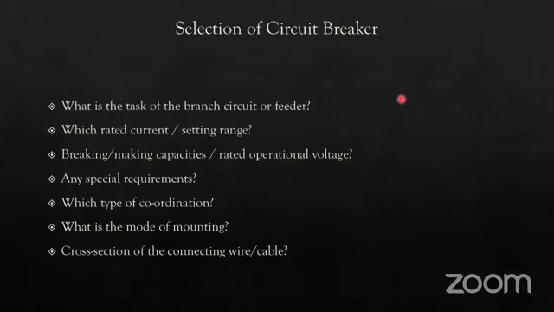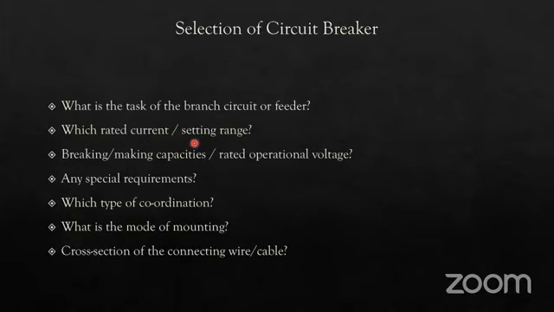Now in a PCC we have circuit breakers. So how do you select circuit breakers? These are the points that we keep in mind for circuit breaker selection. What is the task of the branch circuit or feeder? Like in the PCC we just showed, if we have an application like a commercial building, then the task of the branch circuit will be controlling the lights, fans, or AC, air conditioners, or whatever we have. That will be the task of a branch circuit or feeder, and its rated current settings range. So here we will calculate the total amount of load we have. If we have a commercial building, then we have to calculate the total load. What are the instruments there?